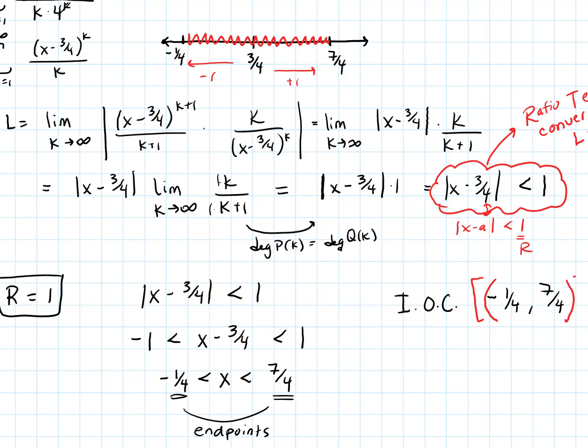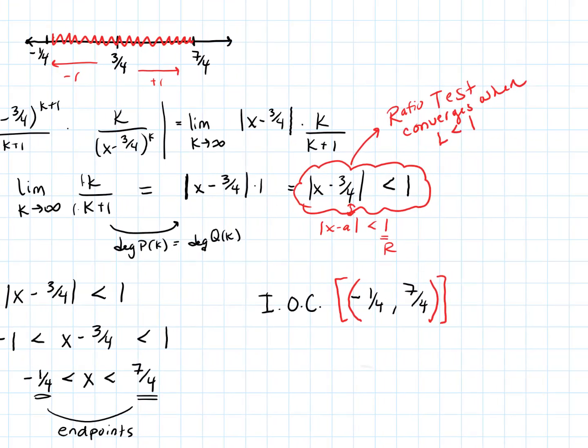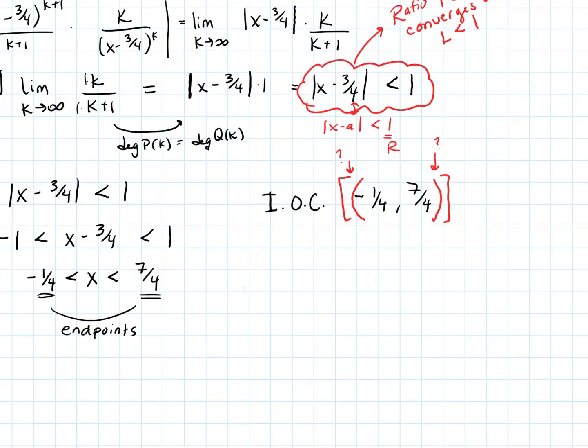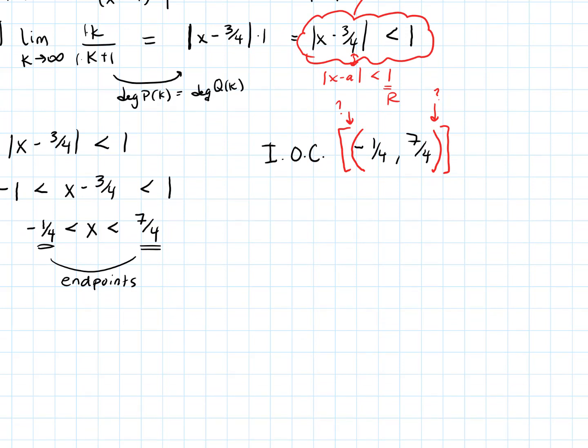Should I include those endpoints, or are they diverging? Are we diverging at the endpoint? So I'll put a little question mark right here. I still have to test those endpoints. So that's the last step. So now let's actually test the endpoints and see what we end up with.